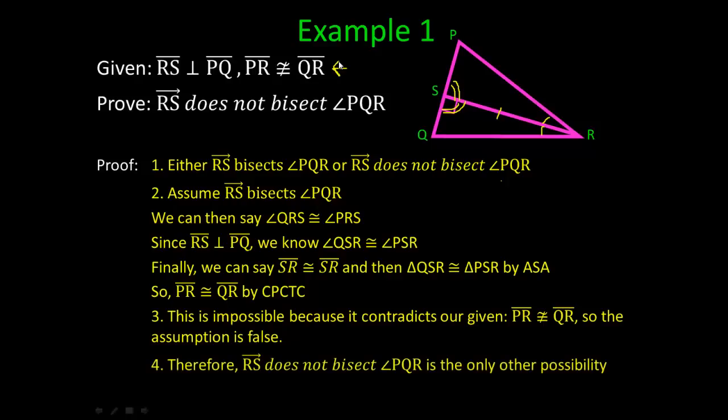So finally, state that what we're trying to prove is in fact true, and the only other possibility, ray RS does not bisect PQR, is the only other possibility.